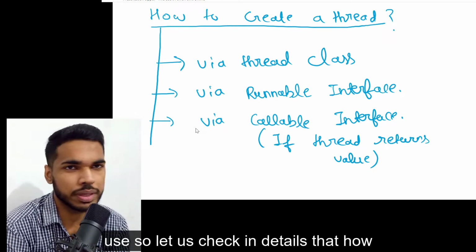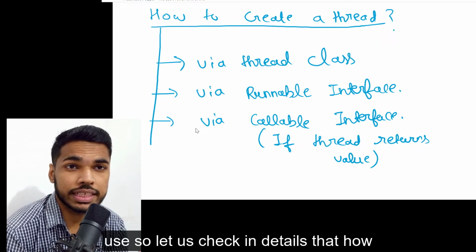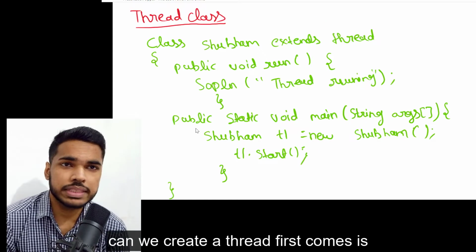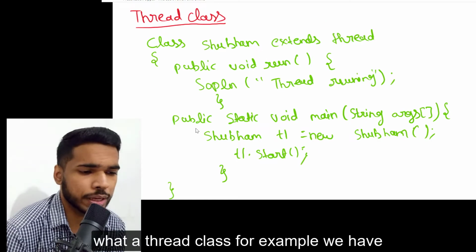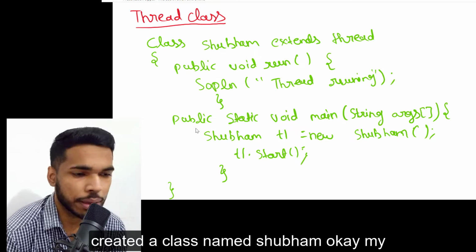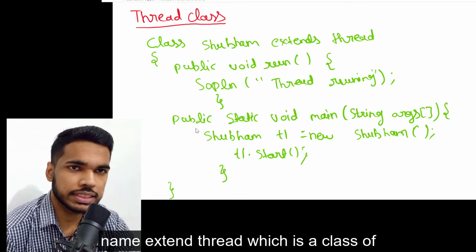Any of you may use it. So let us check in detail how we can create a thread. First comes a thread class. For example, we have created a class named Shubham, which extends Thread, which is a class.